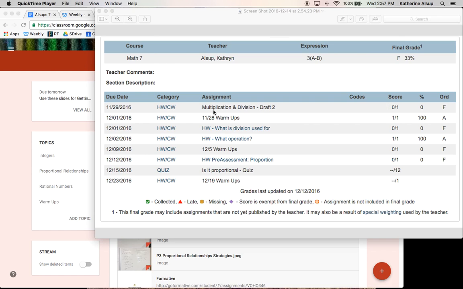This first assignment is very old. It was a lesson on multiplication and division, and it was really challenging for a lot of students. We spent a lot of class time on this, and to get a full point, you need to have all the corrections in on this assignment. So everything can be found in Google Classroom.